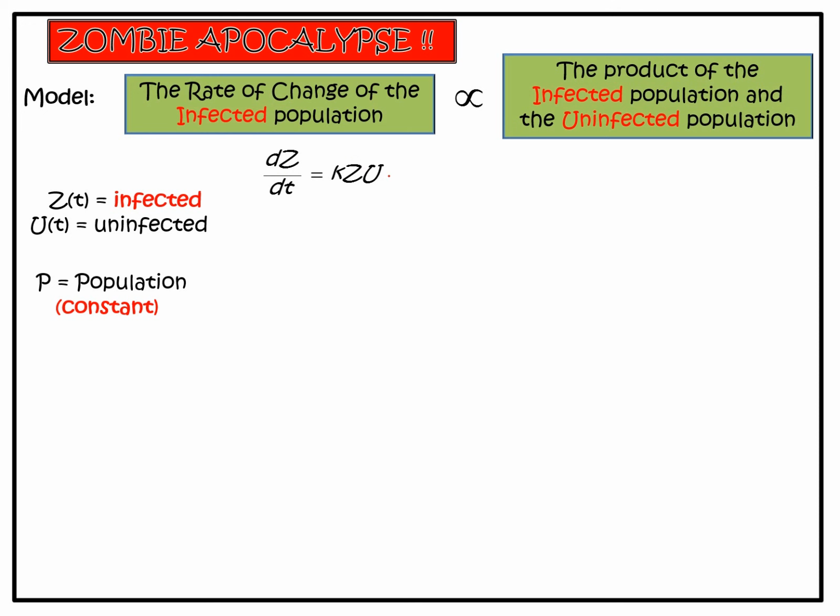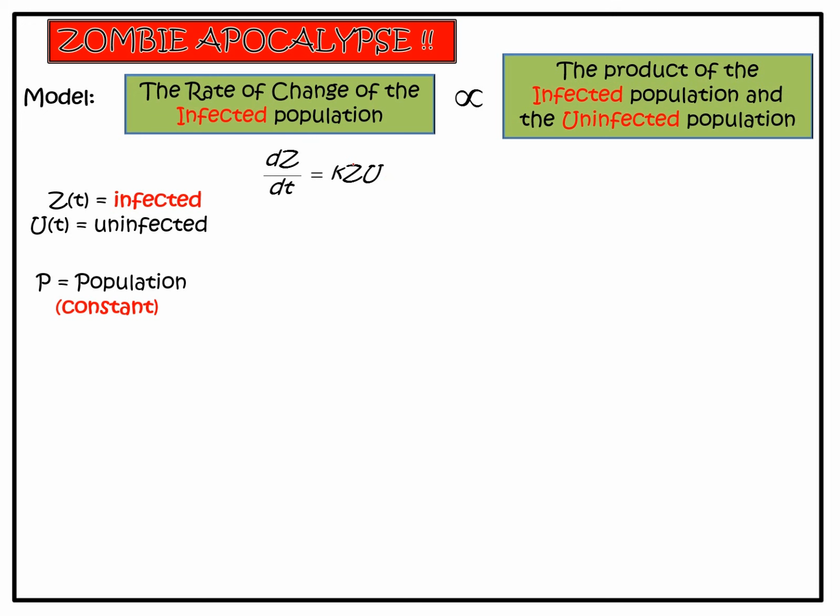This is actually a very common model for the spread of infection. It could be the spread of a zombie apocalypse, the spread of a rumor, or the spread of coronavirus. This is a very simplified model. There's a lot more going on, but we're trying to understand on the very basic level what's going on here. Well, this is a separable differential equation.